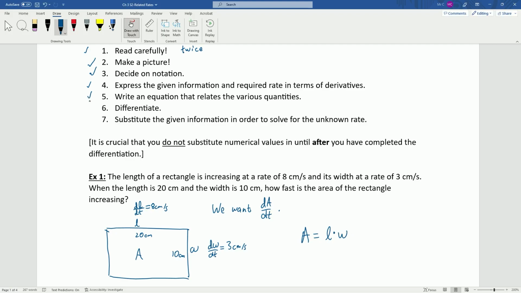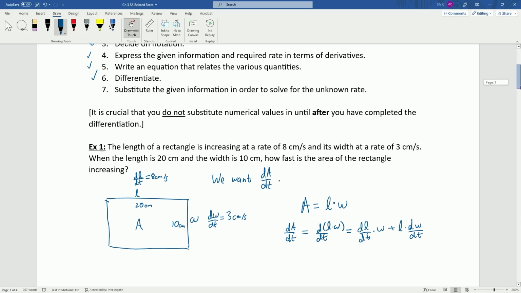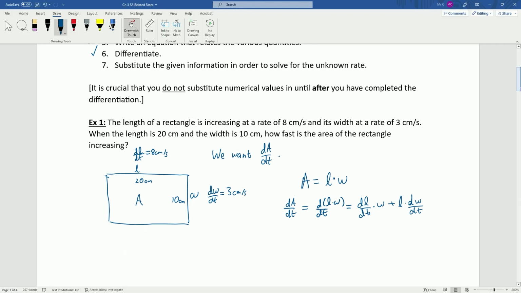Done. Now we differentiate. But we want the derivative with respect to time here. So when I take this derivative with respect to time of L times W, I have to apply the product rule. And so I get dL/dt times W plus L times dW/dt. So we differentiated. And now there's only one piece of this puzzle left, which is substitute the information in. Now we've got our formula for dA/dt.